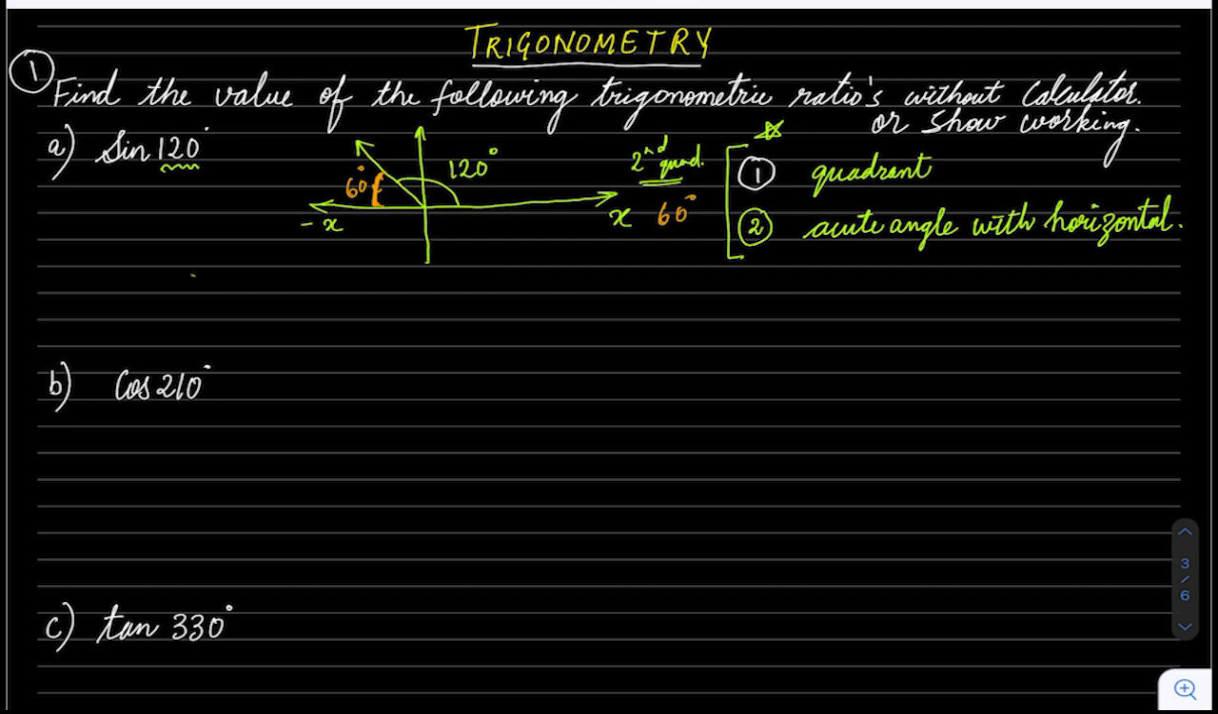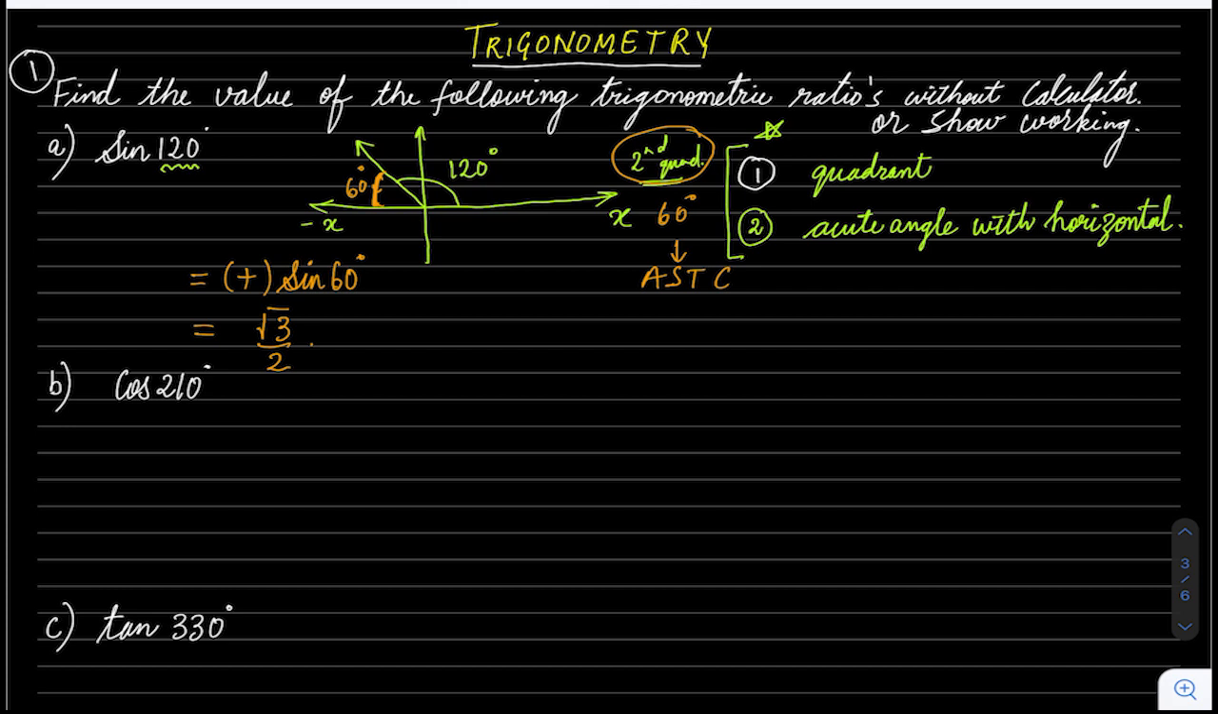Now this value will be equal to sine of 60 degrees. As simple as that. Whatever acute angle you get, that will be our answer: sine of 60. Now the second question is whether it will be plus sine 60 or minus sine 60. That depends on the quadrant. Using ASTC, in the second quadrant my sine values are positive, so I will have a positive sign here. So my answer for the first part is positive sine 60, that is square root of 3 over 2. That is my answer. I hope it's clear. You have to use the two things: quadrant and acute angle with horizontal.